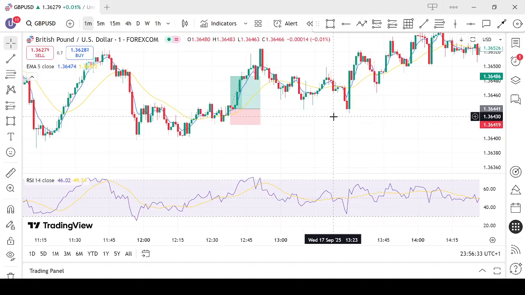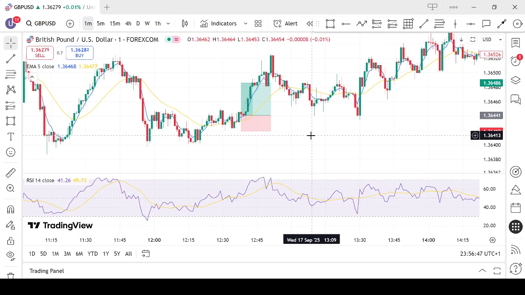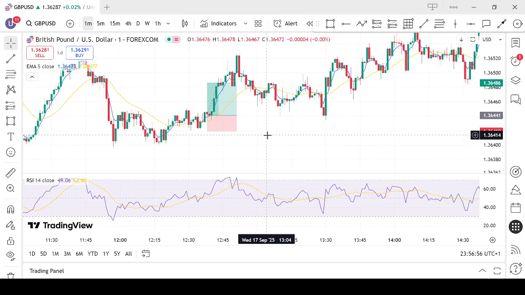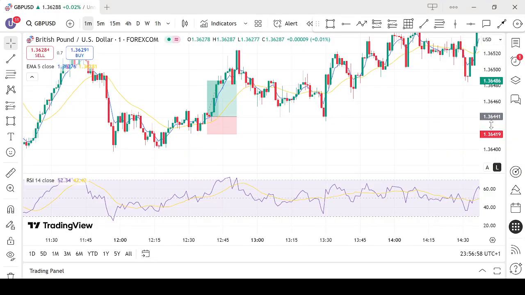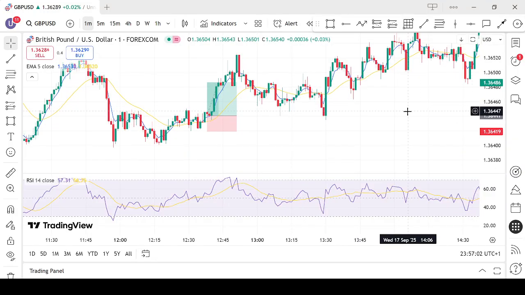Now the sixth step would be emotional control and discipline. Scalping requires intense focus and strict rule following. Never deviate from your entry and exit criteria. Limit the number of trades per session to avoid fatigue and poor decisions. You have to take scheduled breaks to maintain clarity and avoid burnout, because we are trading on the 1 minute time frame. It is moving so fast. You need to be focused and avoid overtrading.